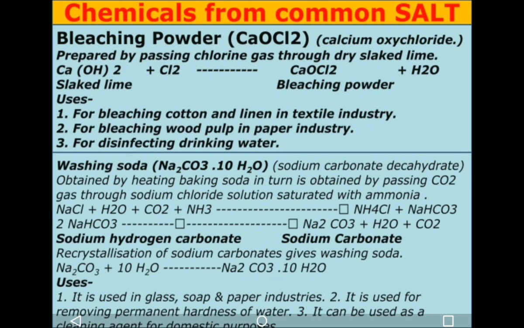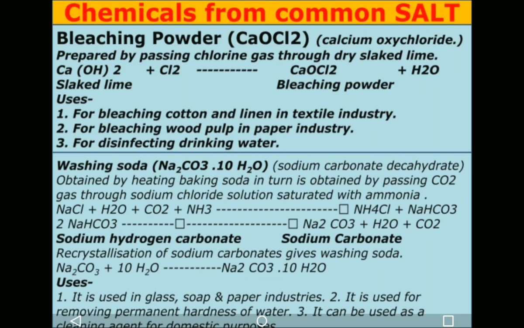It is obtained by heating baking soda, which in turn is obtained by passing CO2 gas through sodium chloride solution saturated with ammonia. Here we get sodium hydrogen carbonate, and on heating this we get sodium carbonate. Then we do recrystallization of the sodium carbonate, reacting it with 10 molecules of water, and it gives sodium carbonate decahydrate. This is the preparation of washing soda.